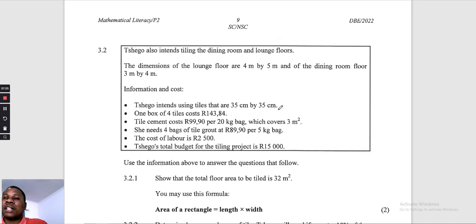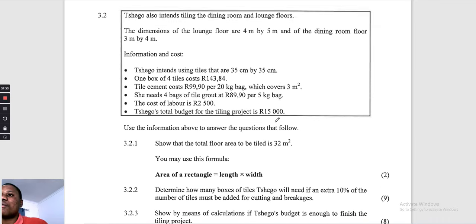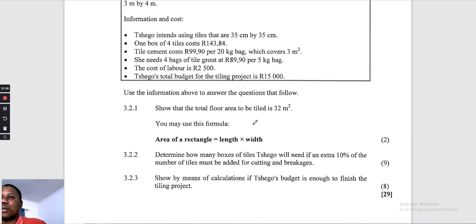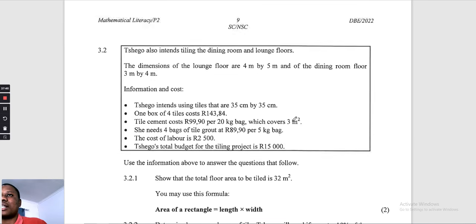The cost of labor is 2,500, and Chiro's total budget for the tiling project is 15,000. Okay, use the information above to answer the questions that follow. Show that the total floor area to be tiled is 32 meters squared.